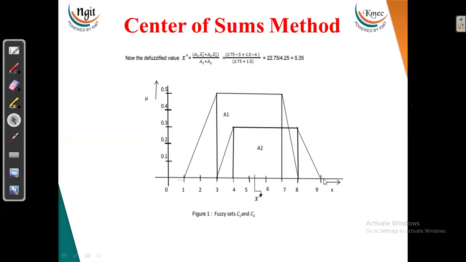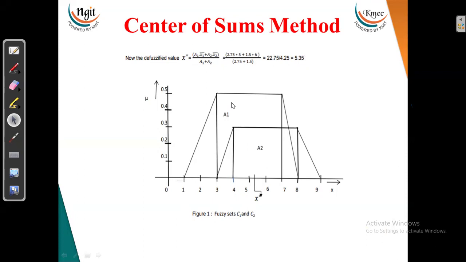I'm dividing it into some areas for my calculation. Now I have two areas, A1 and A2. I have to calculate the areas A1 and A2, and also the x1 bar and x2 bar. These are called centers; we have to calculate the center values. Then the formula will be A1 into x1 bar plus A2 into x2 bar, where x1 bar is the center value for A1 and x2 bar is the center value for A2. Then finally I divide by A1 plus A2. This value is called the defuzzified value for this fuzzy set.